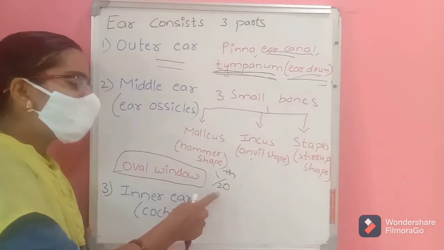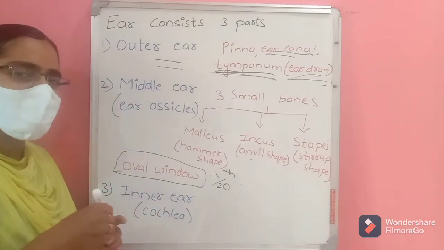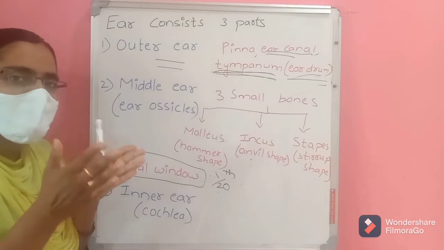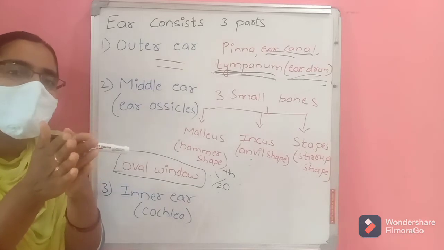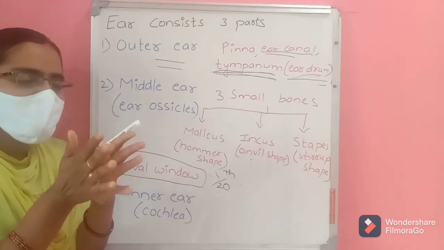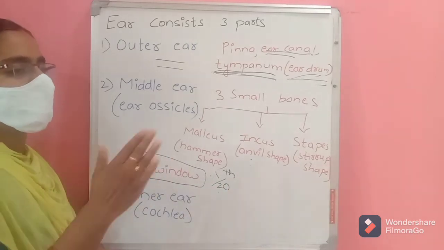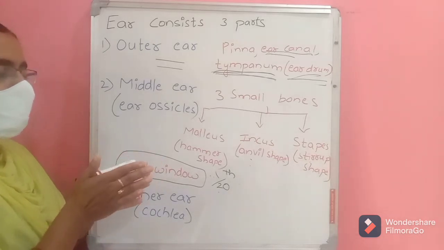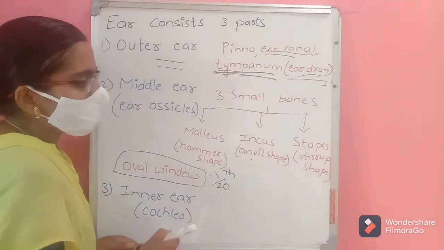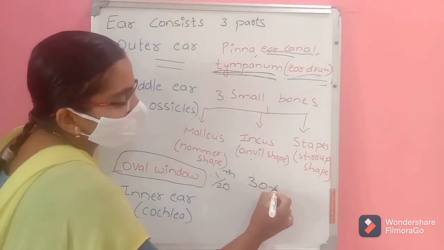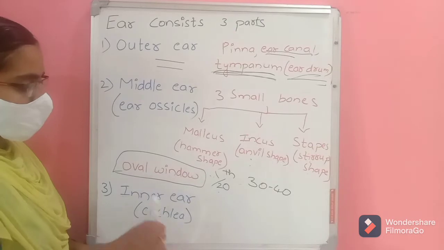When its area is very small, automatically vibrations become more. Why? Because when sound is passing through a large area, it passes freely. But when it is passing through this small part, its speed increases, because it always reflects on the walls of the oval window. When its speed increases 30 to 40 times, it enters the inner ear.